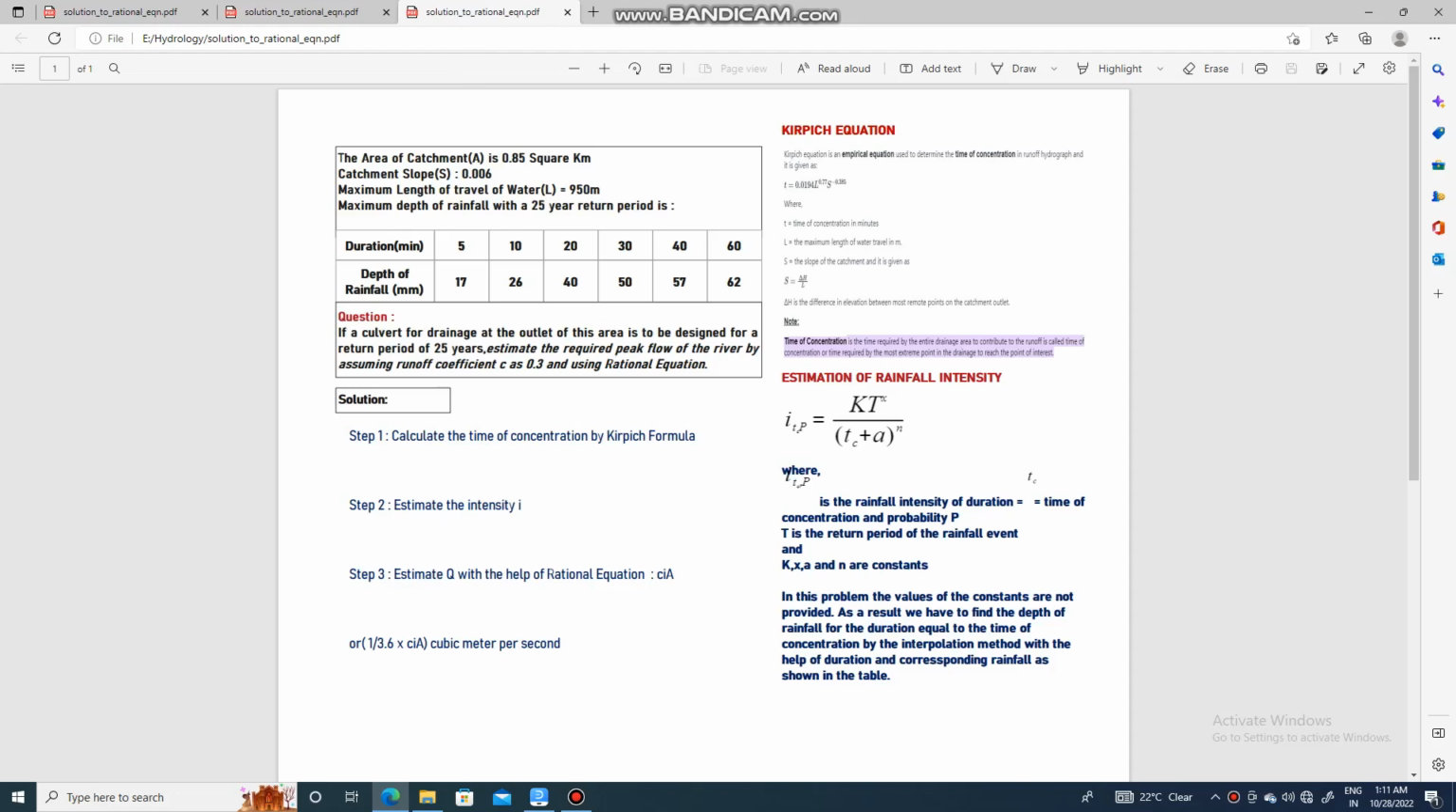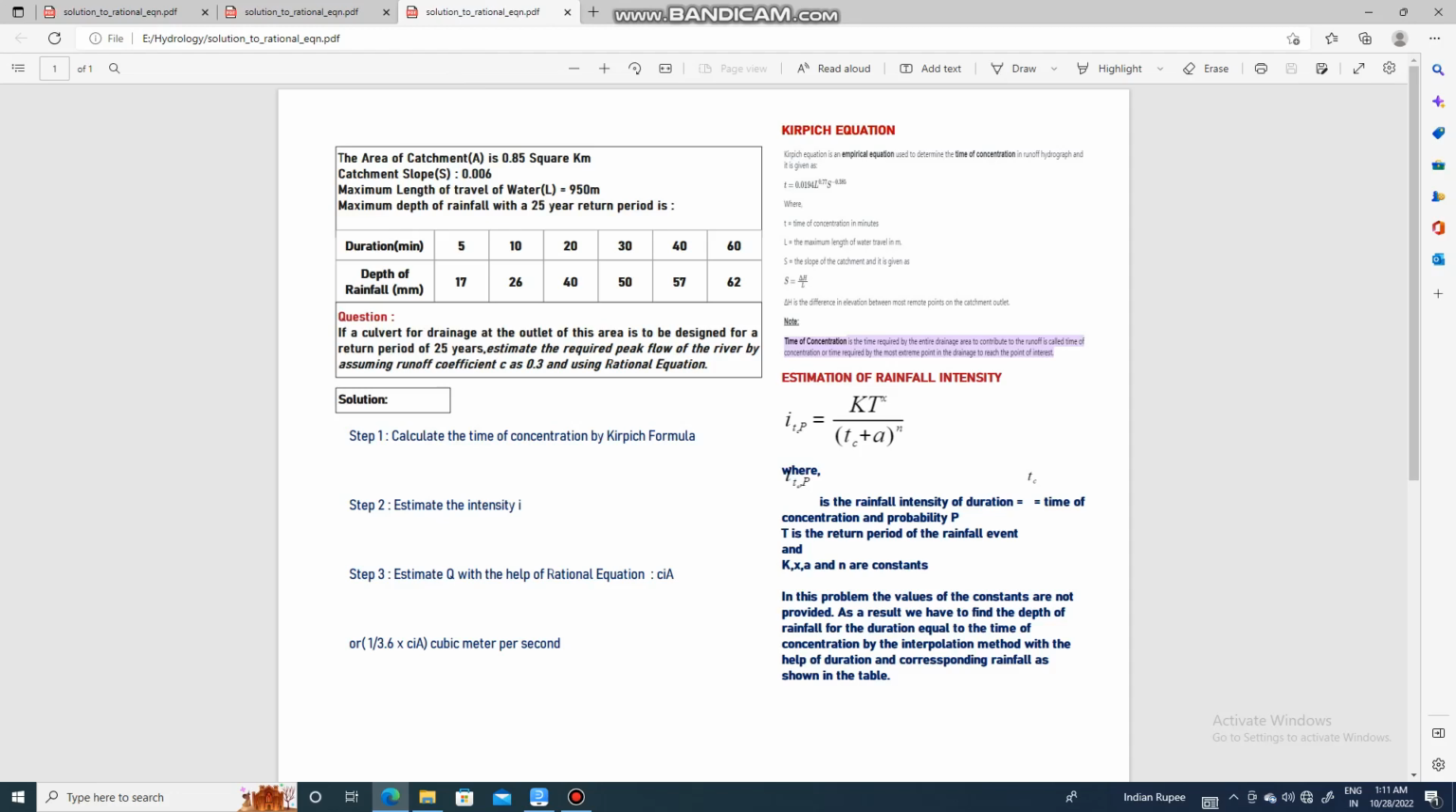The area of catchment is given. Catchment slope is given. Maximum length of travel of water is given. And maximum depth of rainfall, which has a return period of 25 years, is also given with respect to its duration.